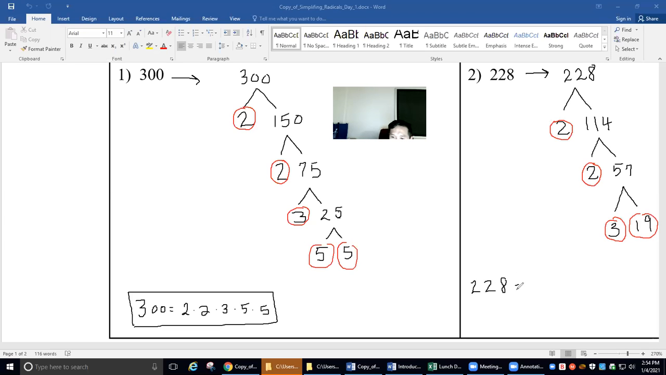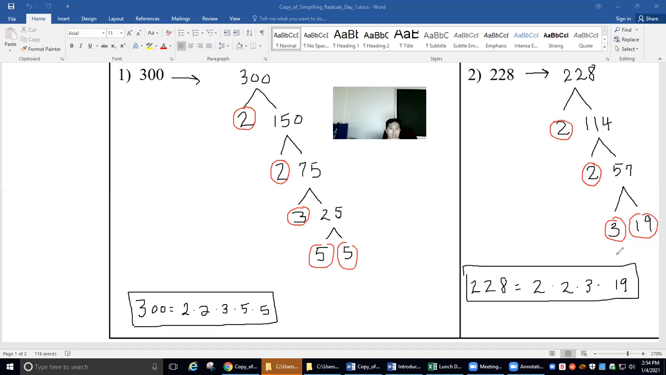So 228 equals 2 times all those numbers circled in red. We're going to show them as a multiplication operation. And that's it. That is your prime factorization of this number.